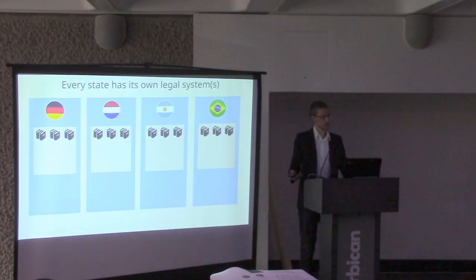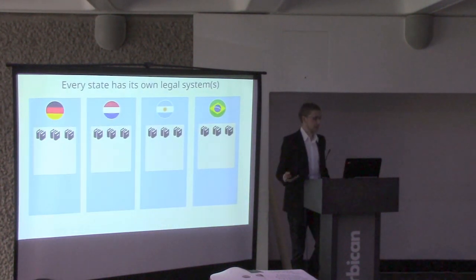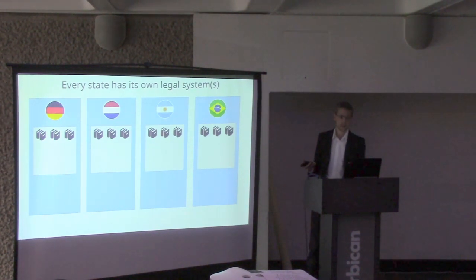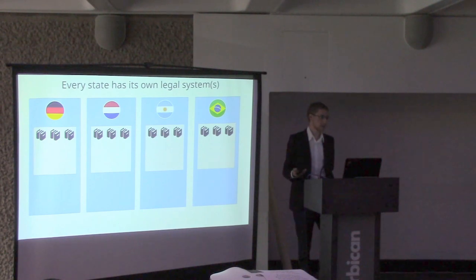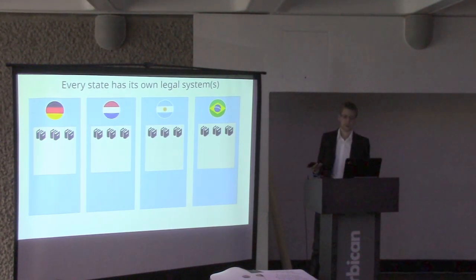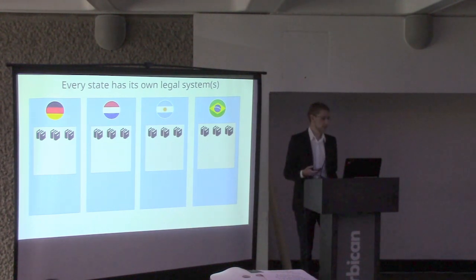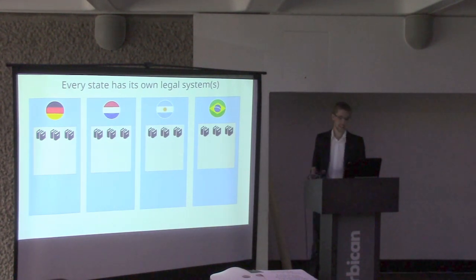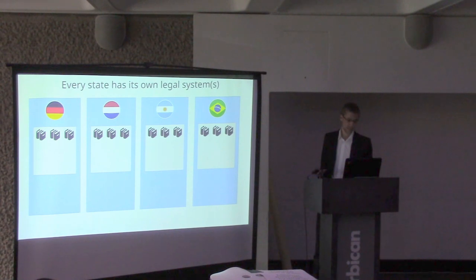Now let's start with the reason why this academic, complicated, complex discipline exists. And the reason is simple, because every state has its own legal system. For the sake of example, I've just picked the top four of the last World Cup, you might have noticed, Germany, Argentina, and Brazil.